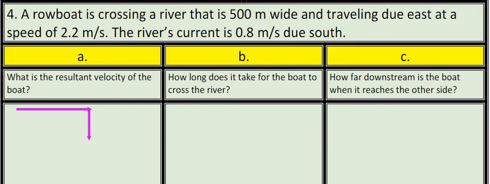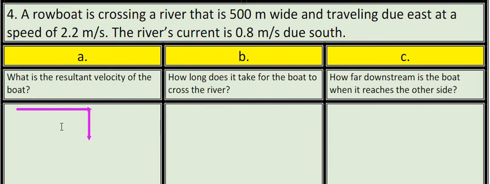A rowboat is crossing a river that is 500 meters wide and traveling due east at a speed of 2.2 meters per second. The river's current is 0.8 meters per second due south.